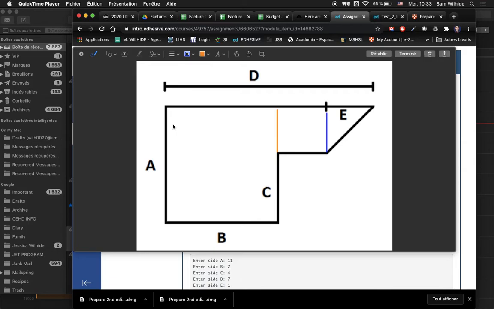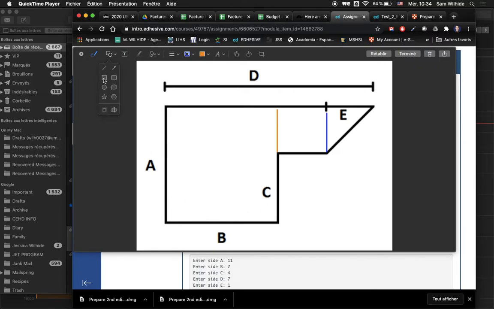Okay, so here's another picture of the shape that I have to find the area of. And I just drew a couple straight lines to divide the area into three separate shapes. So I have two rectangles and a right triangle. Okay. So first of all, the big rectangle.